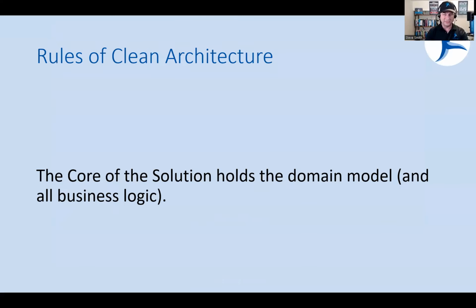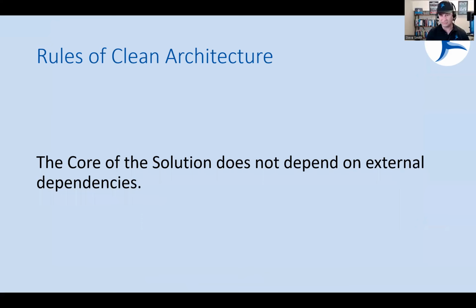All right, so some of the rules for clean architecture are that the core of the solution, the centermost project, should hold the domain model and all the business logic, and it should not have any dependencies on external stuff. Right, all the dependencies should point inward toward it, and not from it toward those other things.